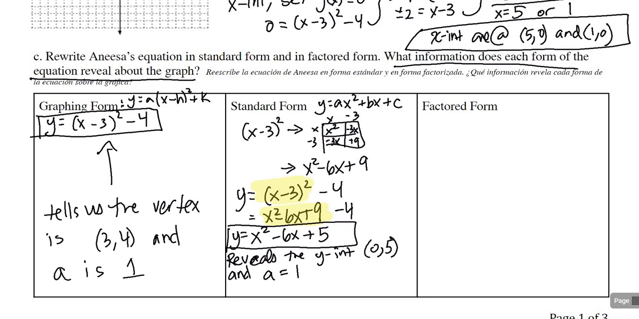So I can get A from either version. Okay, now let's put this into factored form. Now, not everything is factorable, so this won't always be possible, but here we go. This should be factorable since I have my x-intercepts. So I have x squared minus 6x plus 5, and I want to factor that.